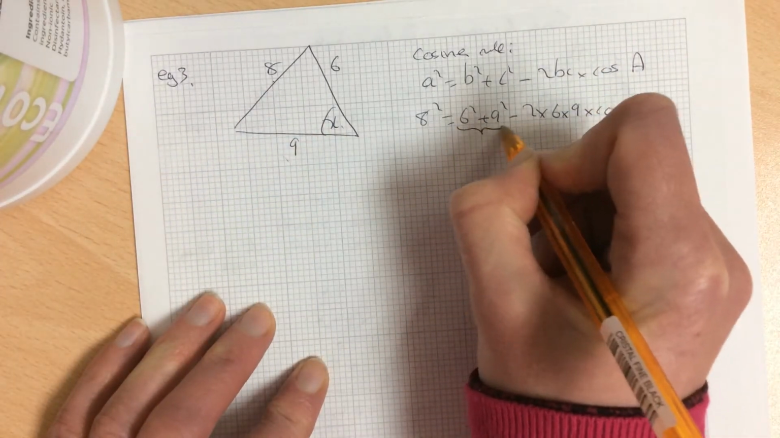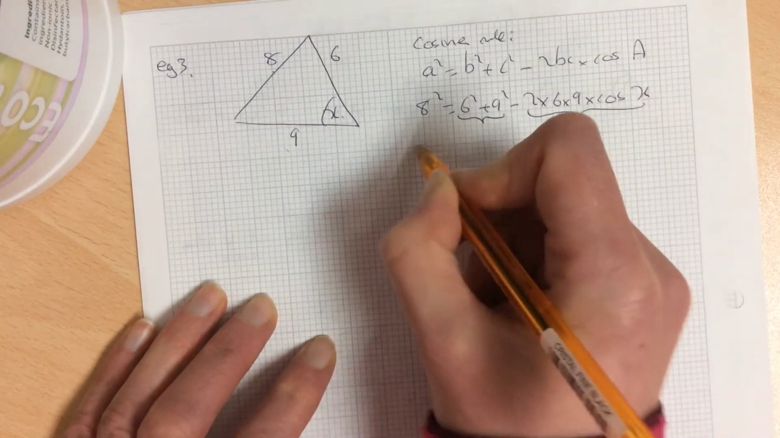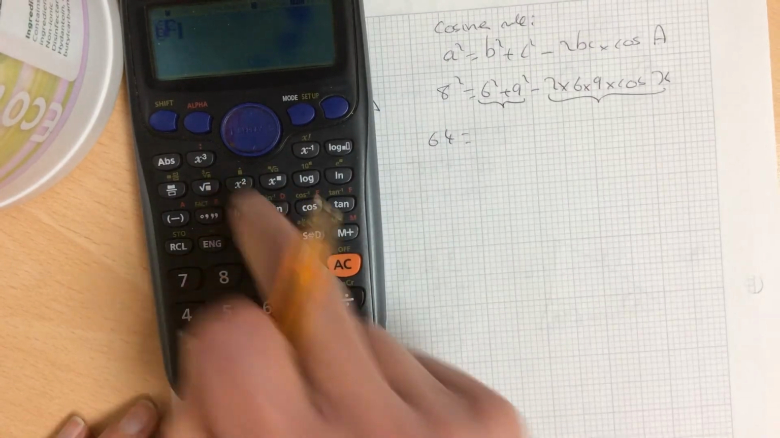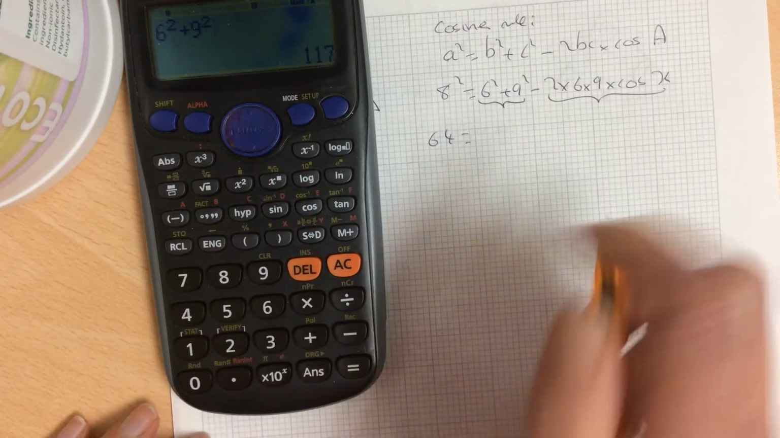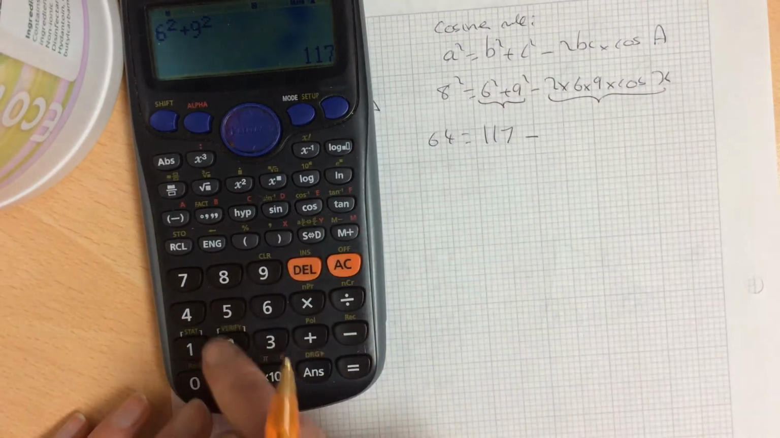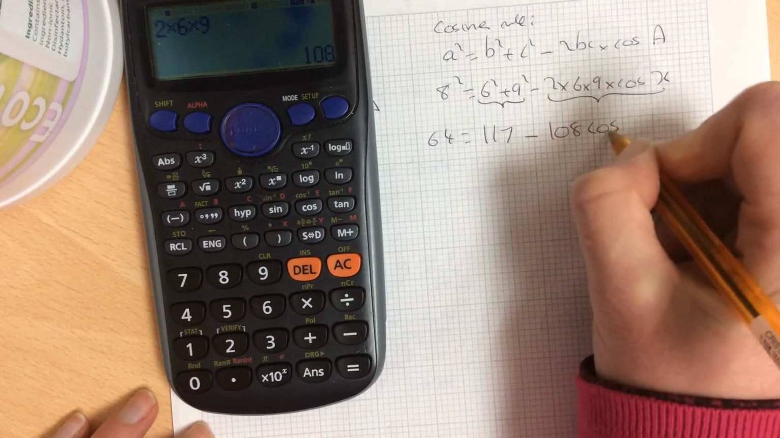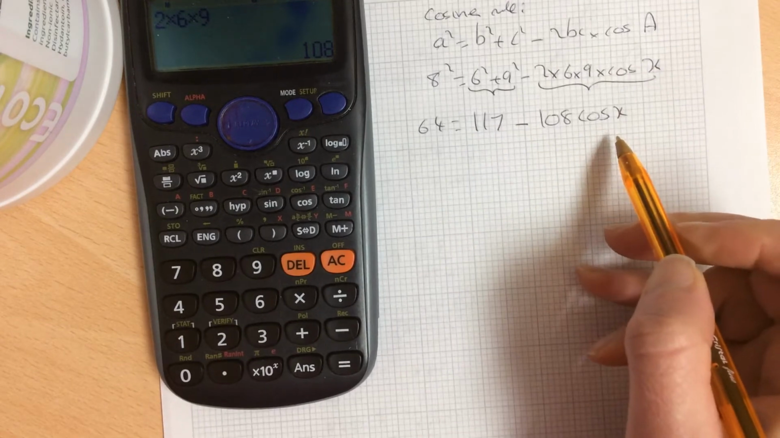Right, I talked about doing them in pairs. But last time, I'm still going to do that. Well, 8 squared is 64, just get that out of the way. 6 squared plus 9 squared is 117. 2 times 6 times 9 is 108. Now, this is where it gets complicated.